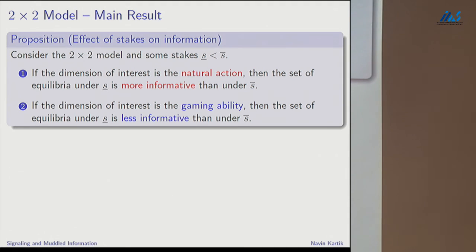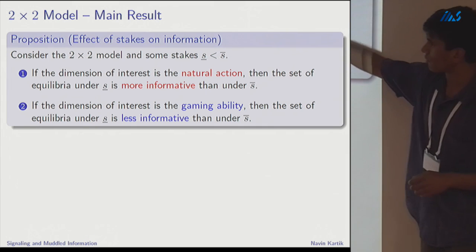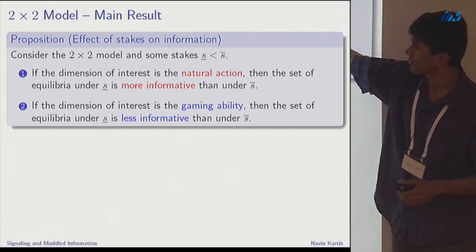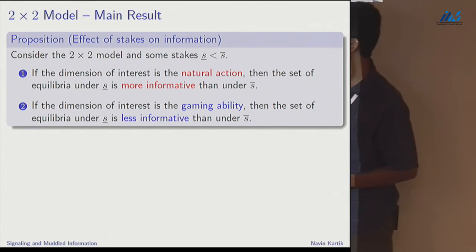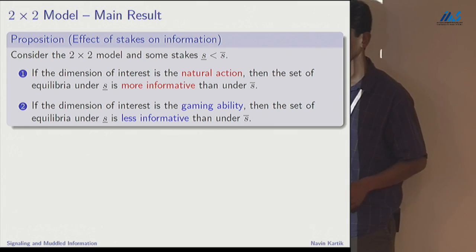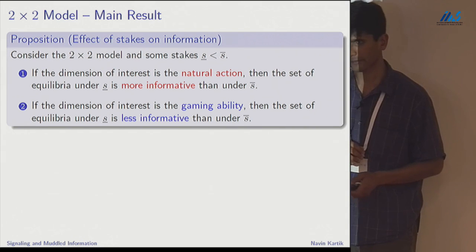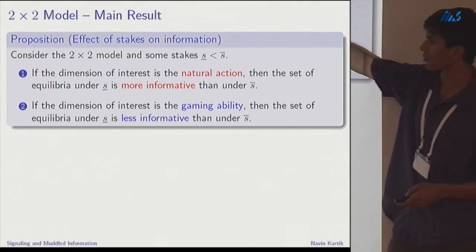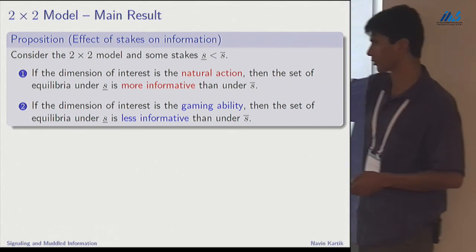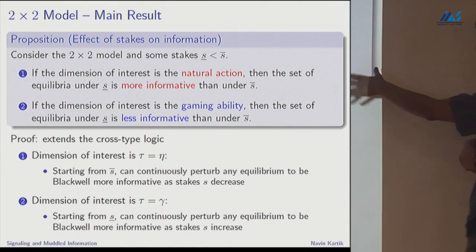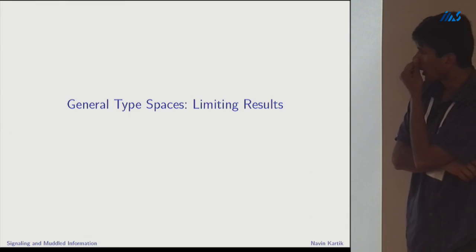So here's the theorem. Take the 2x2 model and take any two stakes levels, low stakes and high stakes. If the dimension of interest is the natural action, then the set of equilibria under the low stakes is more informative than the set of equilibria under the high stakes. Or to say this another way, when you increase stakes, the set of equilibria becomes less informative, in the weak set order sense. Conversely, if the dimension of interest is the gaming ability, then the set of equilibria under the low stakes is less informative, or the set of equilibria under the higher stakes is more informative. The proof basically extends what we were talking about before, these perturbation arguments. So that's the 2x2 questions.